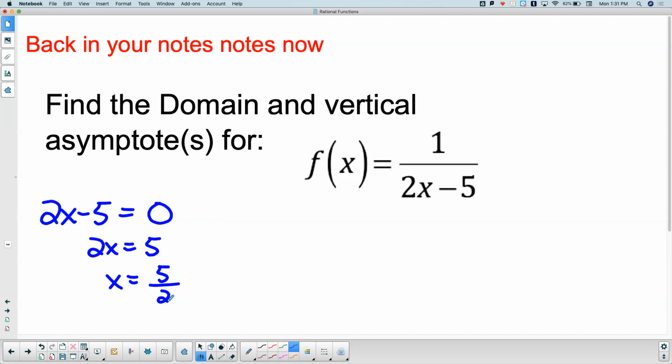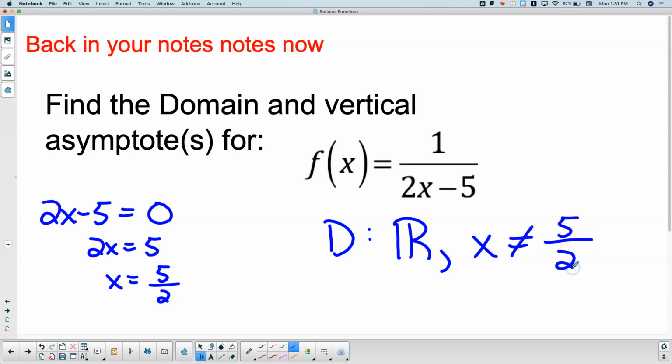So the domain here would be all real numbers, but x cannot equal 5 halves. My vertical asymptote would be x equals 5 halves.